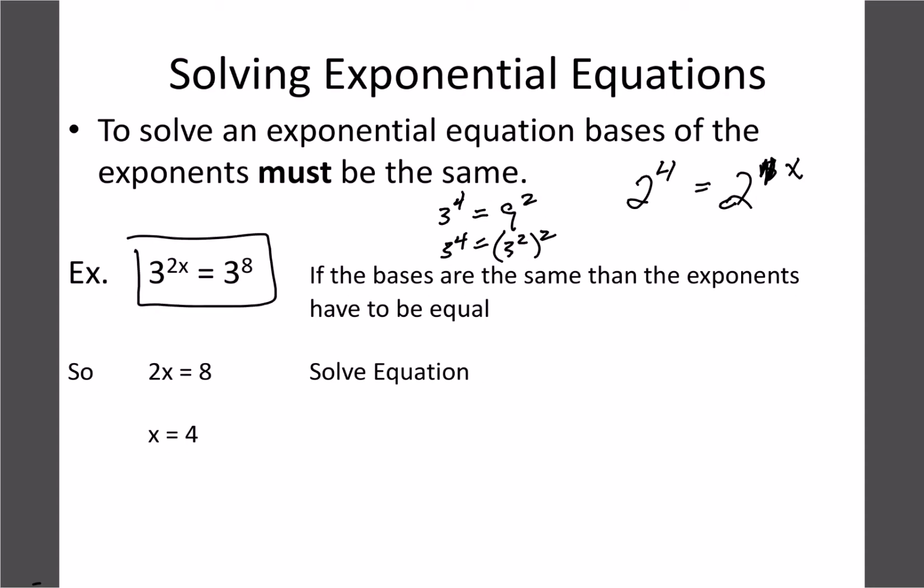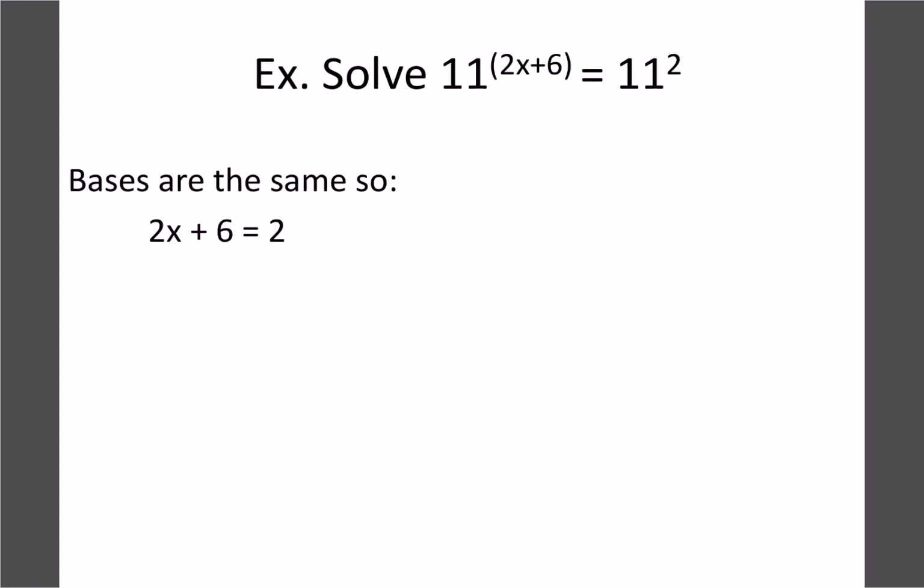We have 3 to the 2x equals 3 to the 8. Bases are the same, so we're good. That means the exponents have to be equal, so we can basically ignore the bases, and 2x has to equal 8. Divide by 2 on both sides, we get x equals 4. So it's a pretty easy equation to solve as long as the bases are the same.